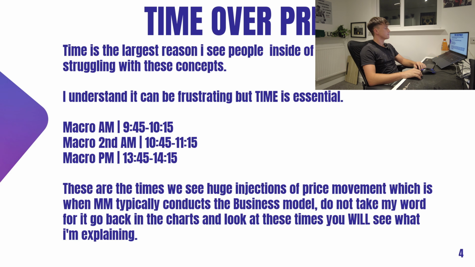But time over price. So where's the first macro? The first macro is at 9:45 to 10:15. This is 15 minutes after the New York futures market opens. So the New York futures market opens at 9:30. Okay, so you're going to see manipulation just prior to that. Around 9 o'clock, you'll start seeing the manipulation. This is all in UTC -4, by the way, for anybody that wants to track these times.